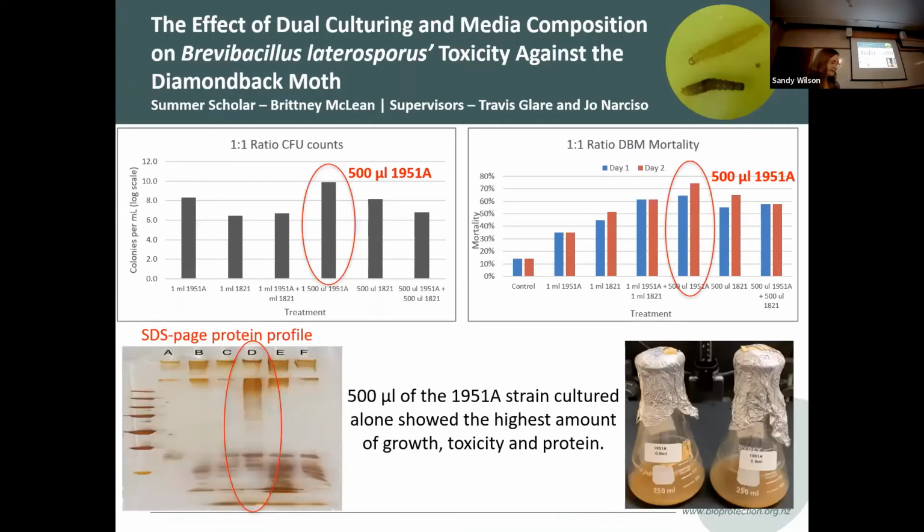Previous research has indicated that growing the two strains together can result in a greater number of cells than culturing the strains alone. However, in our first experiment where we evaluated culturing them in a 1-to-1 ratio, we found that low inoculum 1951A cultured alone resulted in the highest CFU counts and the highest mortality. Also, looking at the SDS-PAGE protein profile, this treatment shows a greater amount of protein expression than the other treatments.